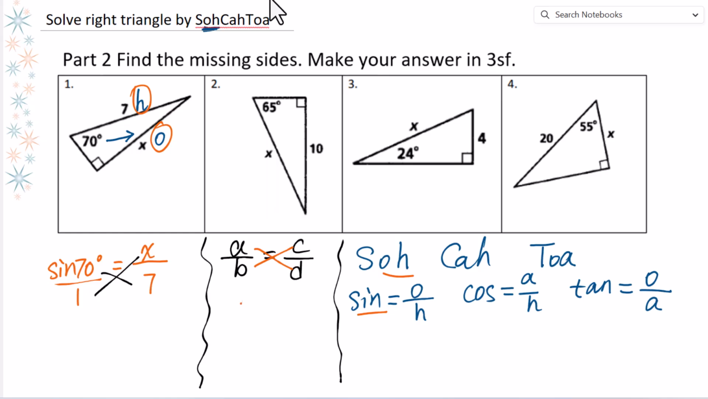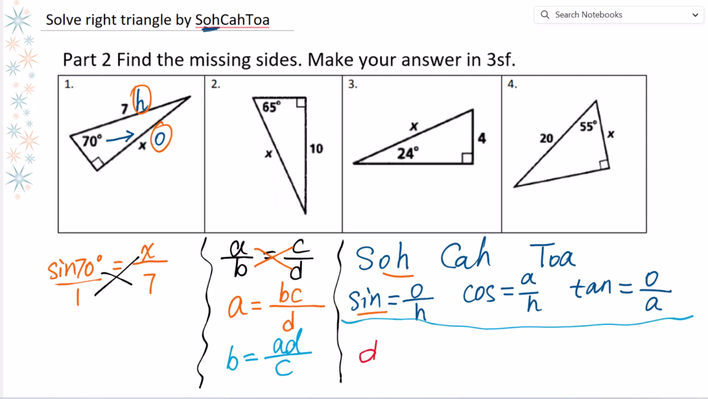Here is the rule. A equals: the same line goes to the denominator. D is the denominator, then BC. B equals: C is on the same line with B, so go to the denominator, AD goes to the numerator. D equals A goes to the denominator, BC. C equals B goes to the denominator, AD.